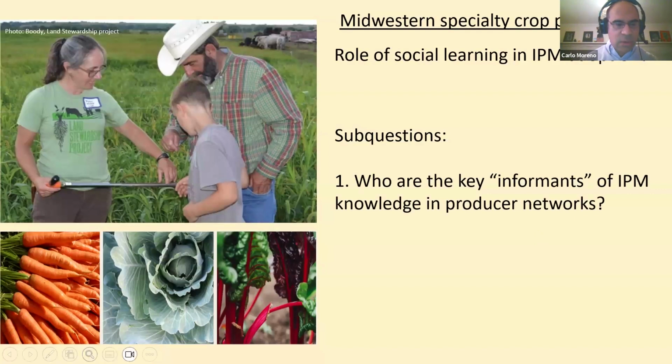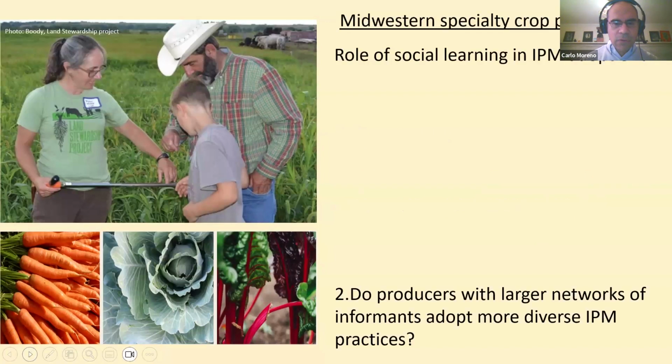The second question that we're looking to answer is: do producers with larger networks of informants adopt more diverse IPM practices? This question is really based on an assumption we're making, that people who receive information from varied sources are more likely to adopt varied practices for managing pests. So it's kind of an intuitive assumption.